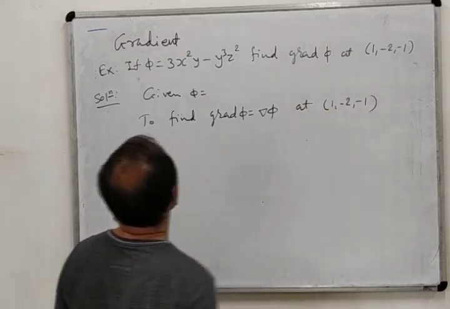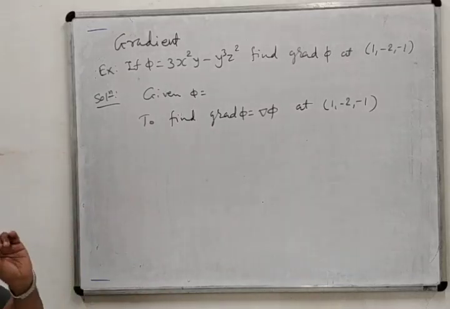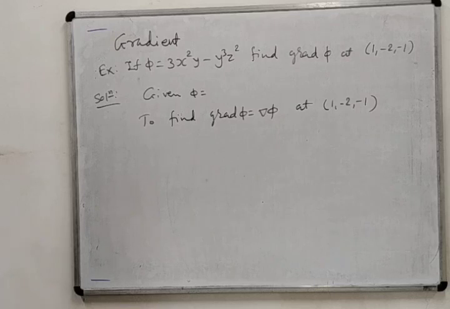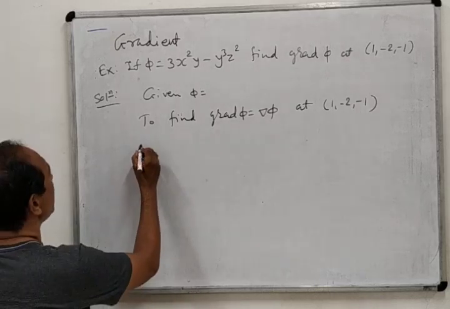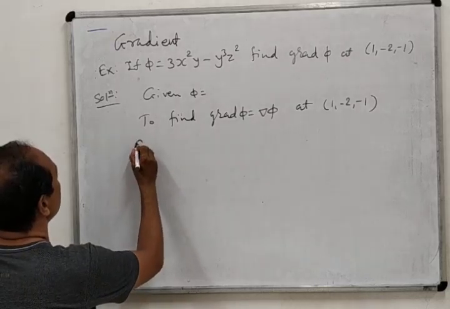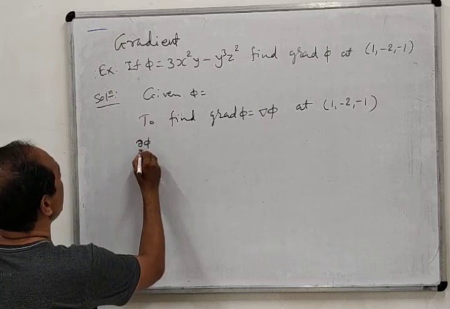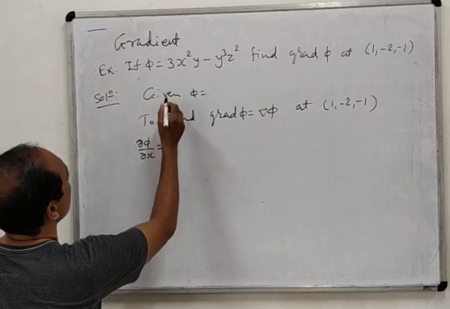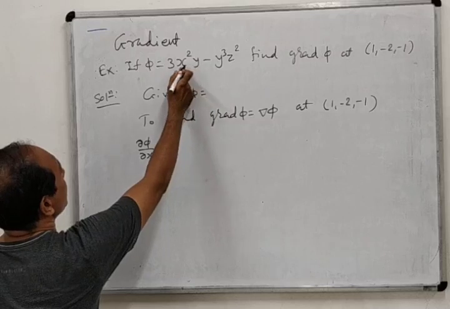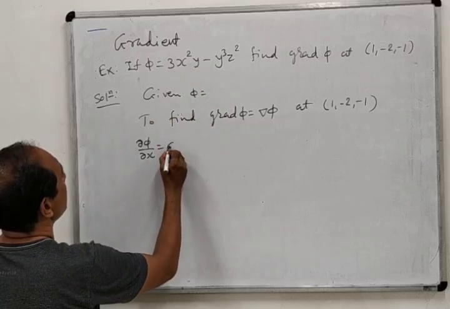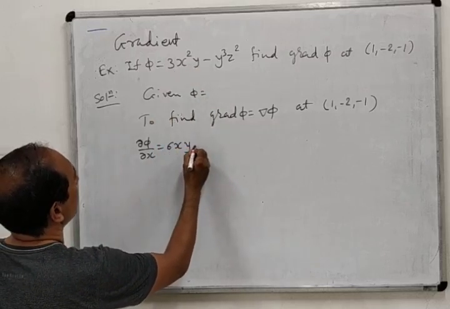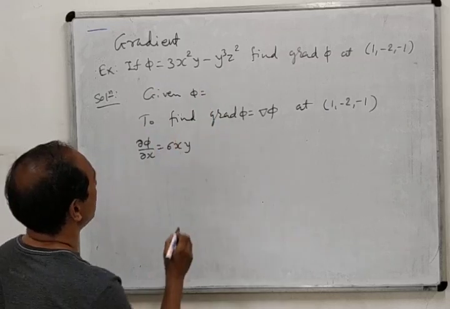Whenever it is required to find gradient, first of all we find its derivatives. First, del phi by del x. Here the derivative with respect to x of 3x square y is 6xy, since y is constant, and there is no x in the second term, so it is 0.